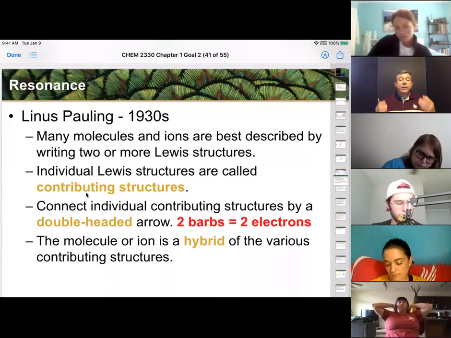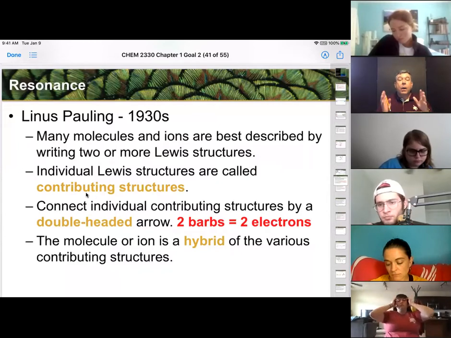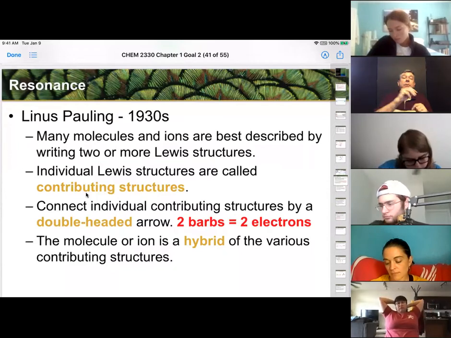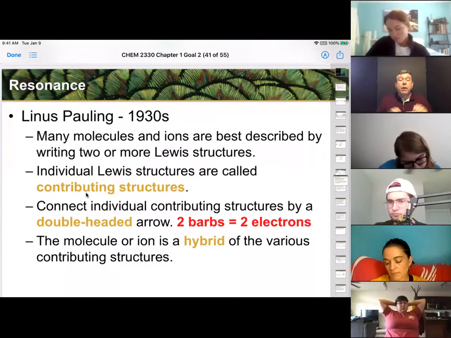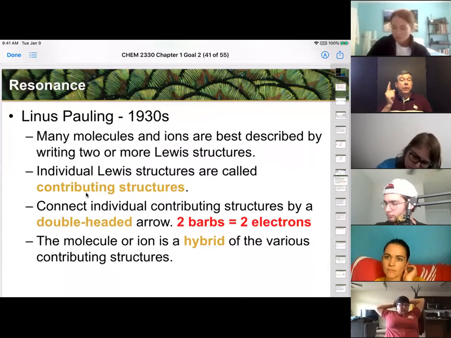Another key about these resonance structures is that they're all connected the exact same way. The only difference is where the electrons are. So when we have an electron structure, we can move electrons from one location to another using what we call a double-headed arrow. The 2 barbs means 2 electrons. We are going to do a thing called a radical where we only move 1 electron and then we only have 1 barb. So if you see 2 barbs on an arrow, that means 2 electrons are moving.